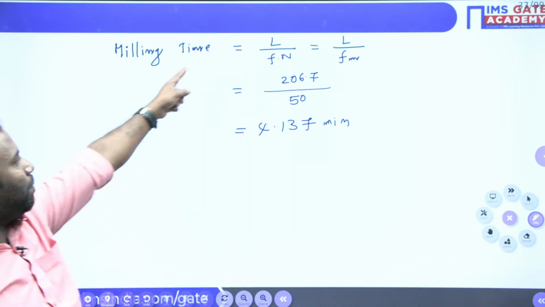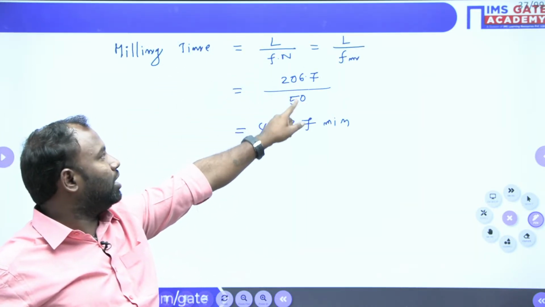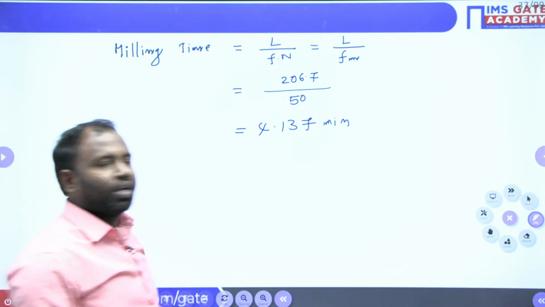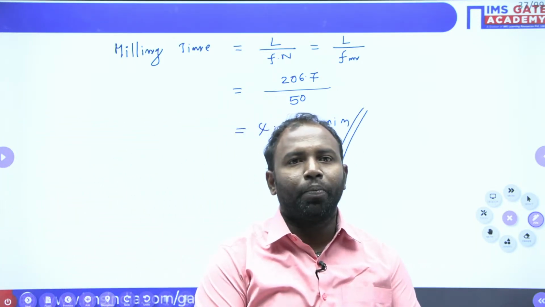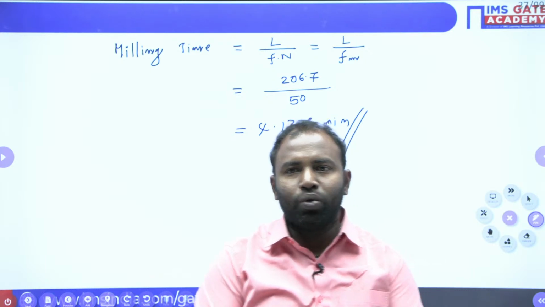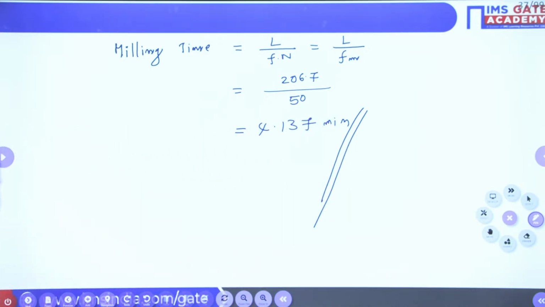Next is L divided by Fm, the table feed, so that you are going to get your milling time equal to 4.137 minutes. Okay, hope you understand the solution. Thank you all of you. Now let us go for the next question, guys.